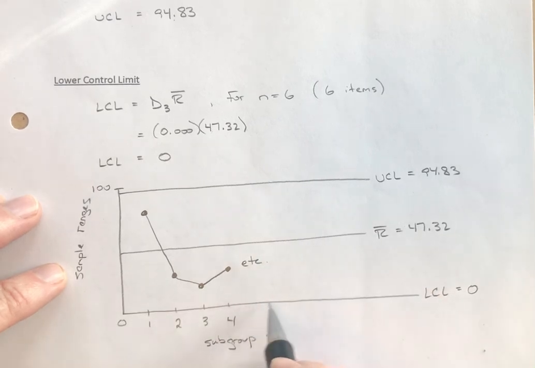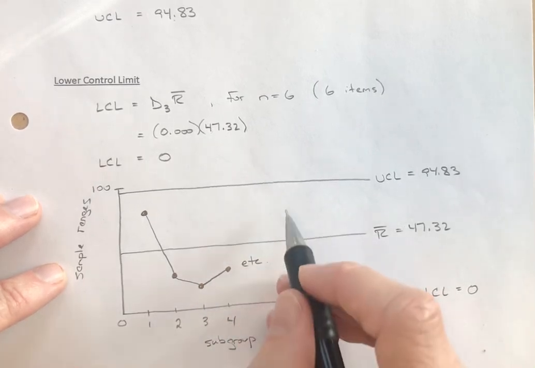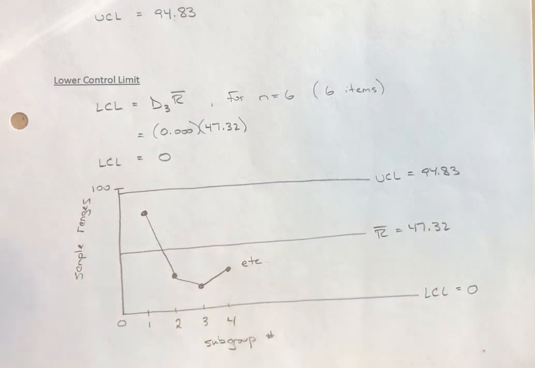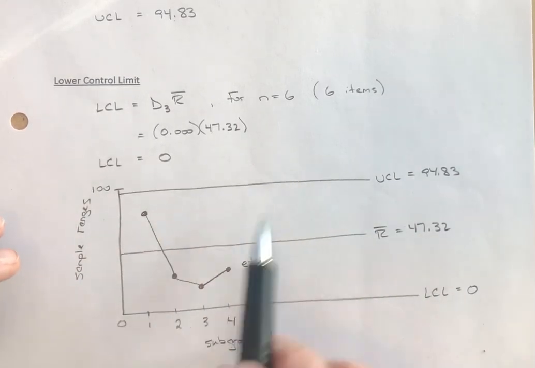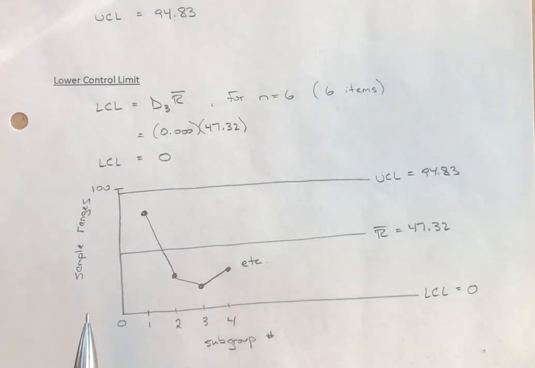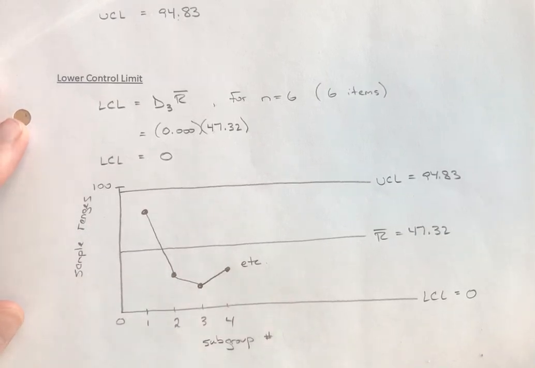Because we'll put 5 up to 25, and we would connect those, and we would obviously look for all of those to be within the control limits, consistent, stable. We're looking for it to be in control, statistically stable. But there's how you find the upper control limit, the lower control limit, and R bar for an R control chart.